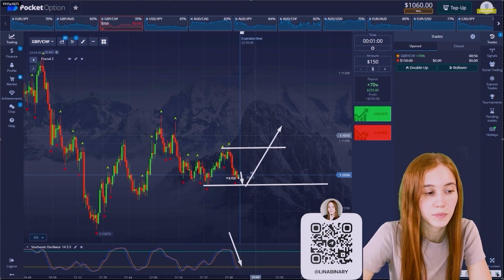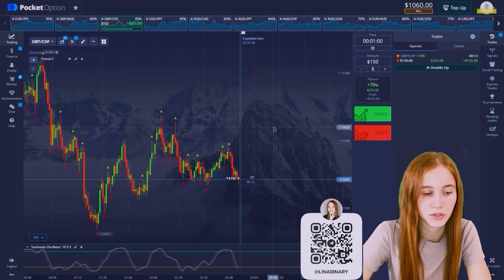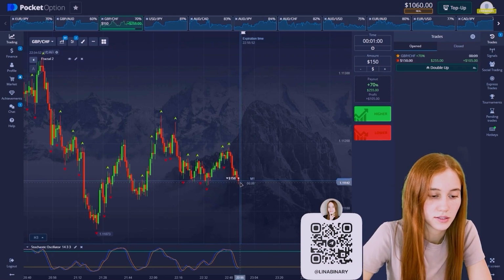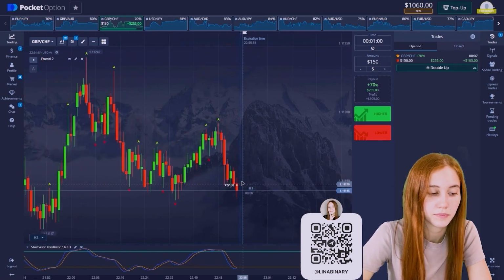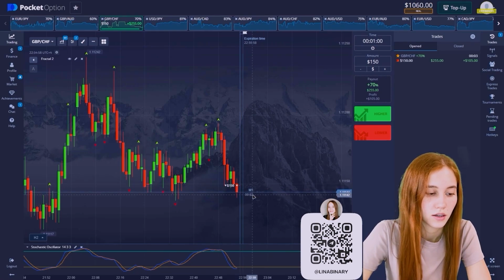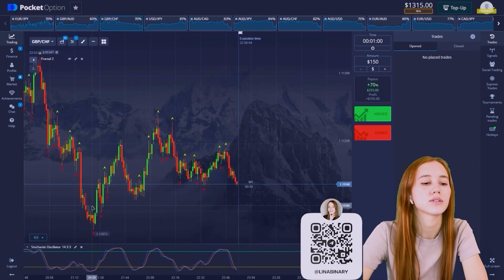But let's see. There are 11 seconds until the end of the deal. The candle is in uncertainty. Zoom. 1 second. Yeah, plus deal, profit is $105 also.